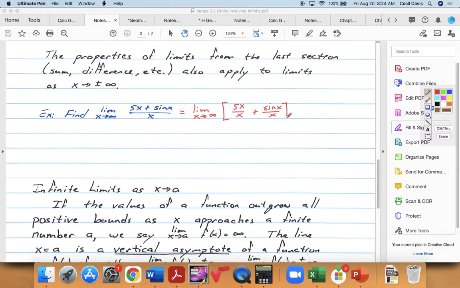"It's 1. I know it's 1." What's 1? Sine of x over x. Yes, the limit as x goes to infinity of sine of x over x is not 1. No, the one that I asked you to memorize is this one: the limit as x goes to 0 of sine of x over x is 1.